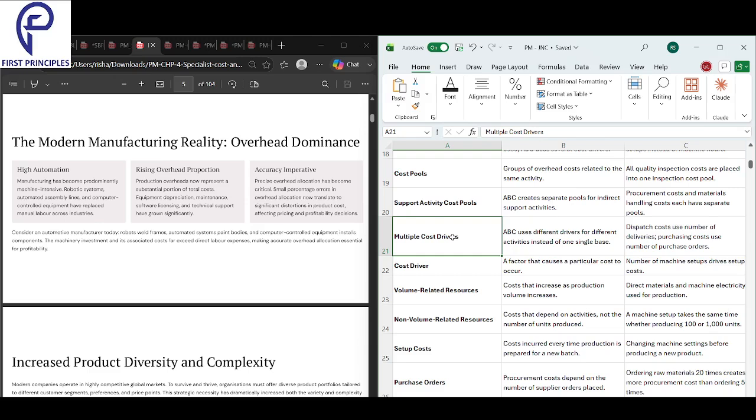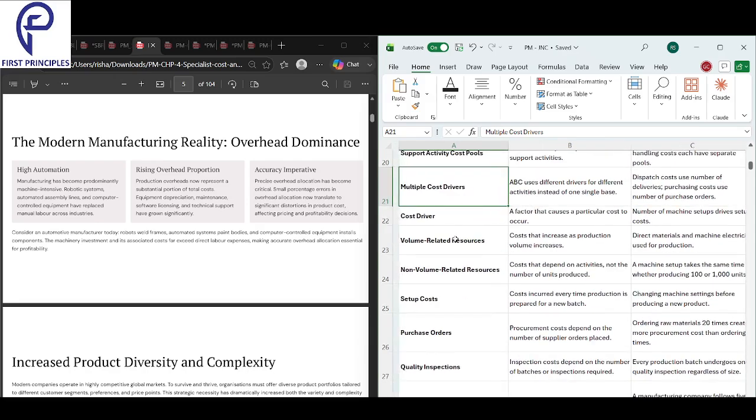Then what are cost drivers? Anything that increases your cost. And what does ABC do? It has multiple cost drivers. Easy. Instead of one single base, multiple cost drivers.